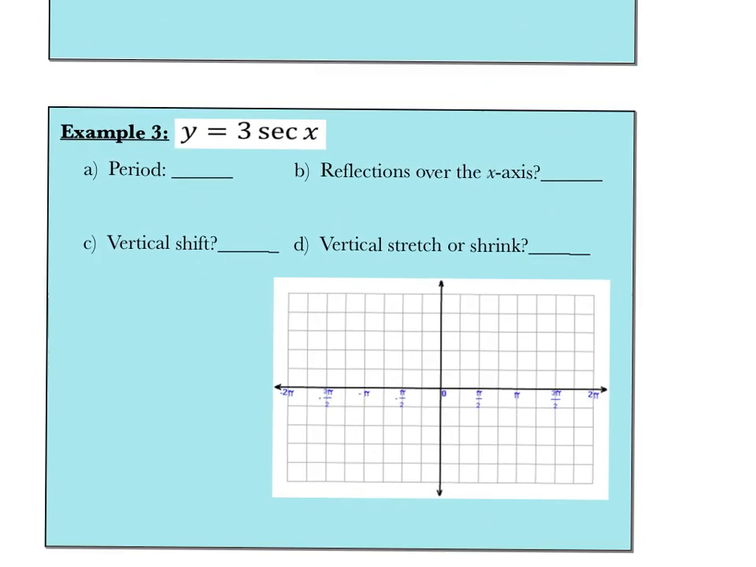So if I took 3 secant x, I'm going to compare that to 3 cosine of x. So period is going to be the same, 2 pi. Reflection over the x-axis, no. 3 is not negative. Vertical shift, no. It's going to be a vertical stretch by a factor of 3.